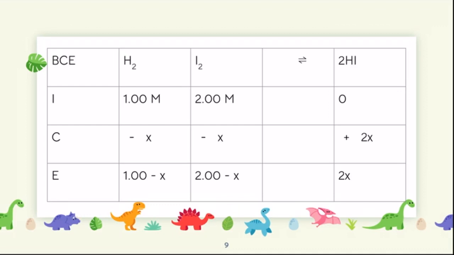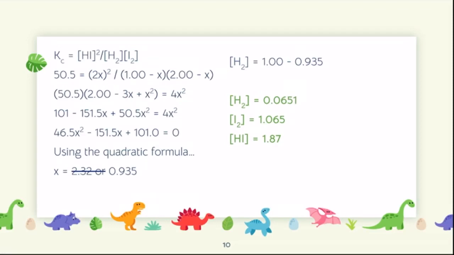Since we weren't given any of the concentrations at the final point, we have to use the quadratic formula to determine the x value. We already know that Kc is products raised to their coefficients divided by reactants raised to their coefficients. That's going to be HI squared divided by the concentration of H2 times the concentration of I2. We were given the Kc as 50.5. That's going to be equal to 2x squared divided by 1 minus x times 2 minus x.